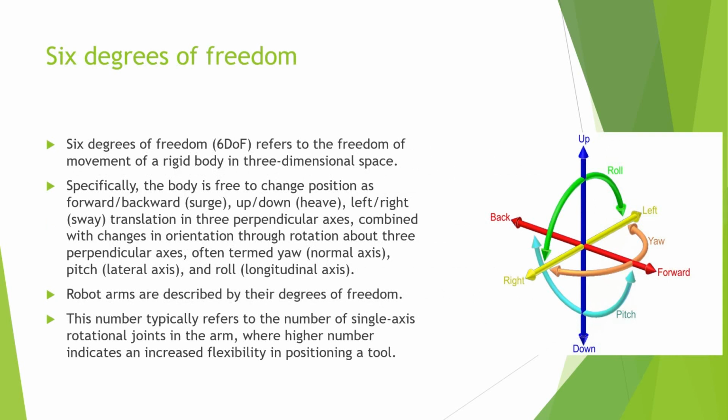About the 6 degrees of freedom, it refers to the freedom of movement of a rigid body in three-dimensional space. Specifically, the body is free to change position as forward or backward, up or down, left or right translation in three perpendicular axes, combined with changes in orientation through rotation about three perpendicular axes, often termed yaw, pitch, and roll. Robot arms are described by their degrees of freedom. This number typically refers to the number of single-axis rotational joints in the arm, where a higher number indicates increased flexibility in positioning a tool.